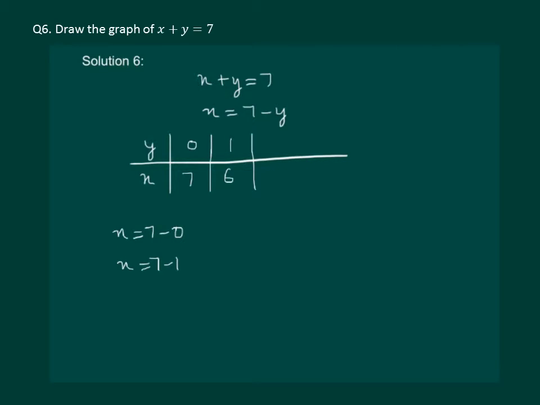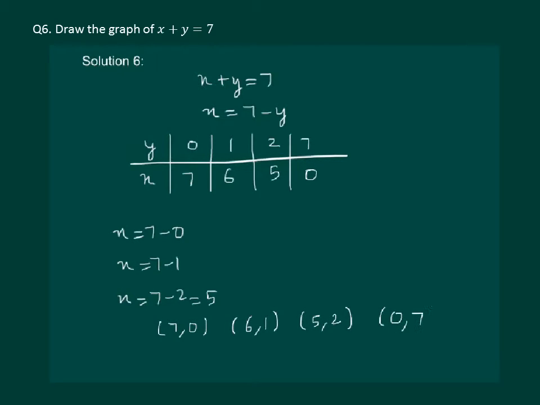For y equal to 2, x will be 7 minus 2, that is equal to 5. Say for y equal to 7, x will be 0. So we have the coordinates of the points as (7, 0), (6, 1), (5, 2) and (0, 7).